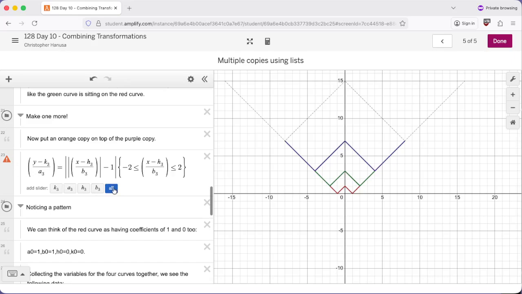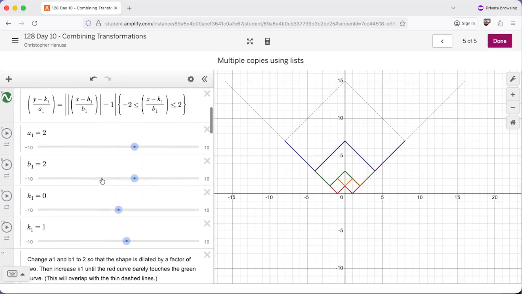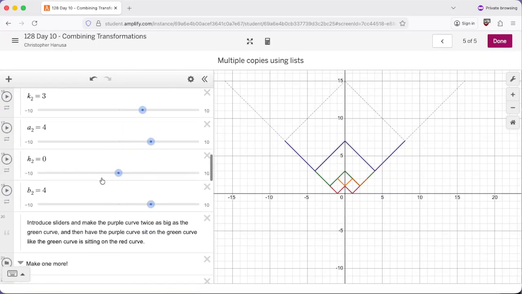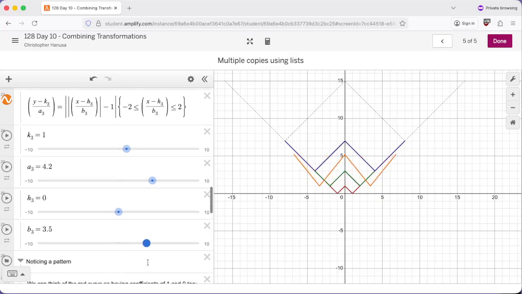All right, try it yourself. Pause it if necessary. I'm going to maybe look at this and see some patterns. A1 was 2 here. A2 was 4. So maybe A3 has got to be bigger. H is always 0. B, we want it to be wide. We want it to be even wider, like that. Okay. And we want this to be bigger like that. 8 looks like a good number. We need to move it up. Okay, so we've made this pattern.